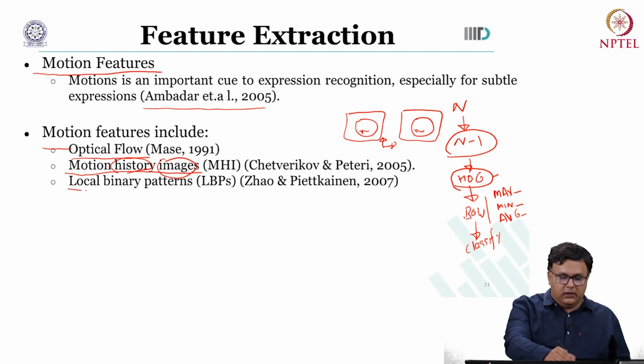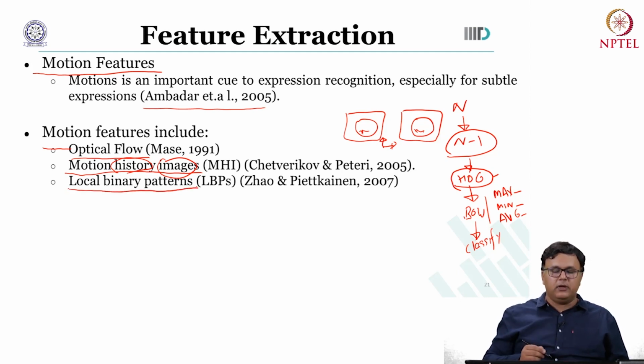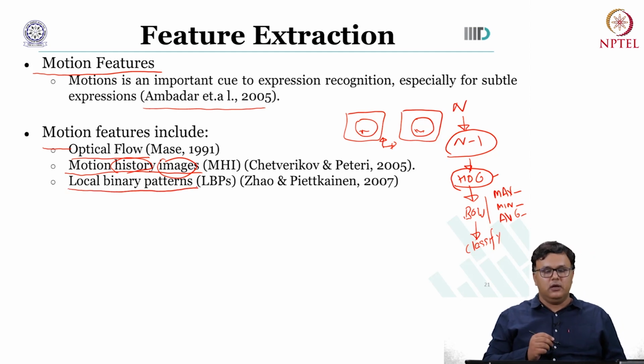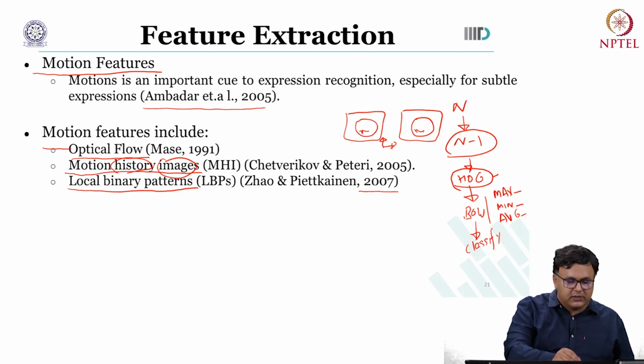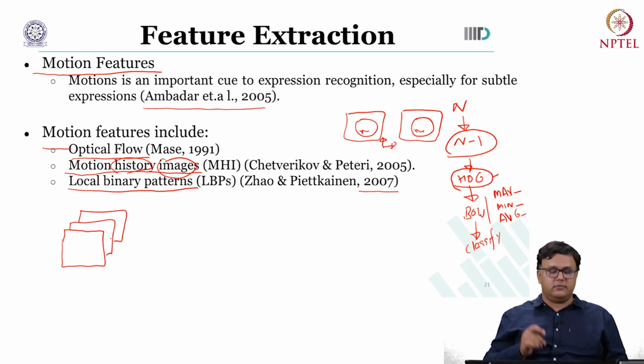The other one, which is extremely popular and very effective for dynamic facial expression recognition, is your local binary pattern. Now, Zhao and Pietikäinen proposed this method in 2007, and let's see what this method is. So friends, what you are saying is you have a series of frames again, of a single person. So we are assuming always we have a single person.